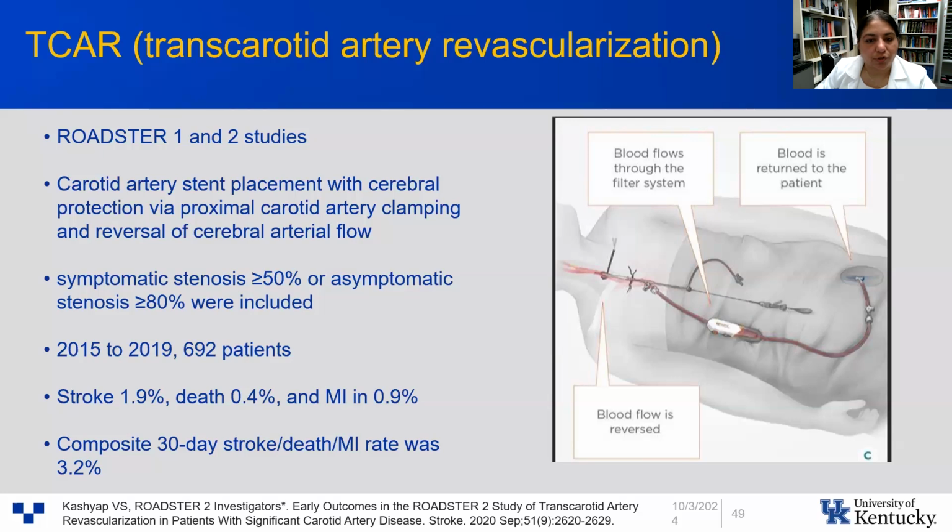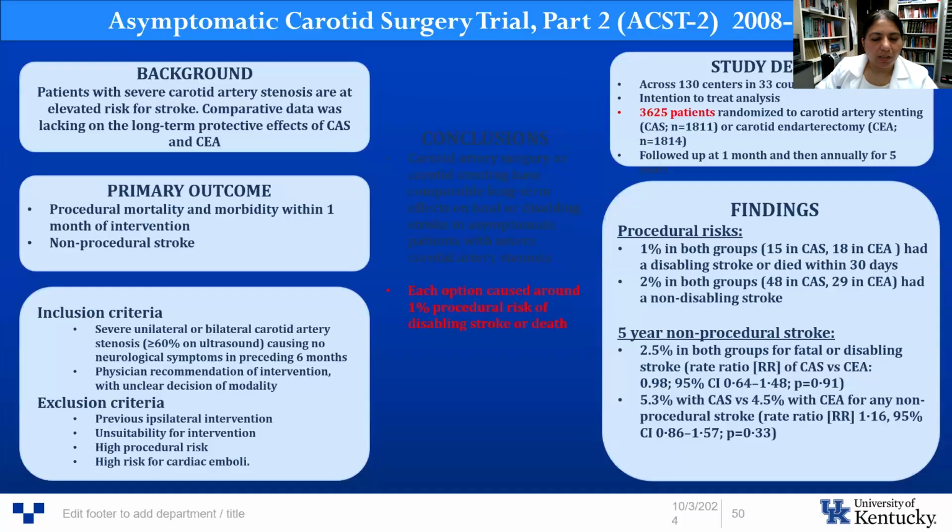decreasing the risk of stroke, disabling stroke, or death in patients with significant stenosis, and their complication rate is considered comparable to CEA. However, the big thing is that they don't have clinical trial data. These are large prospective registry studies. And then we are going to come back and revisit this ACST2 trial, which I discussed briefly earlier.